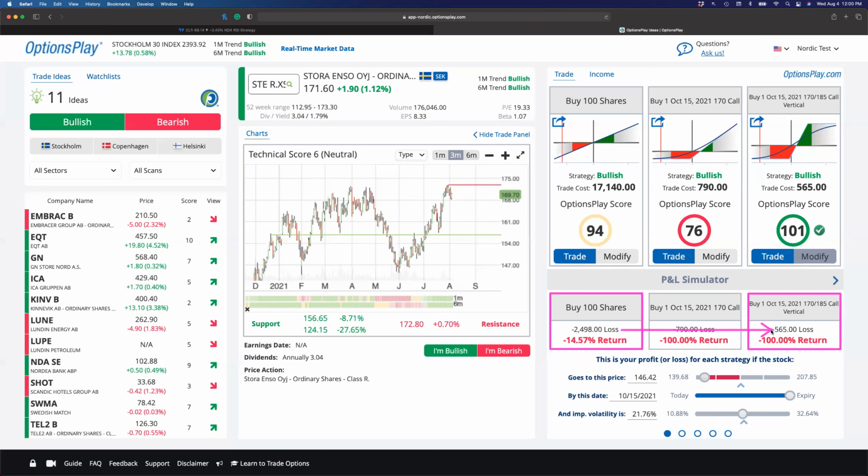This for me is a lot more interesting than the previous example. And hopefully these numbers show you just how much different strategies will provide you, or different options on different stocks will provide you.